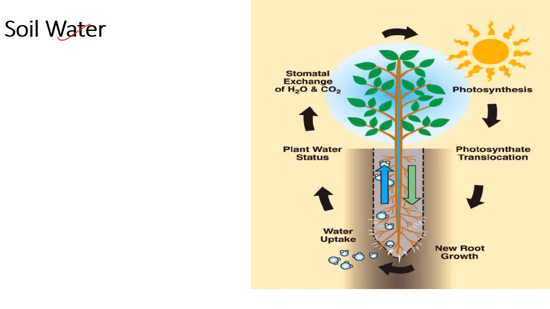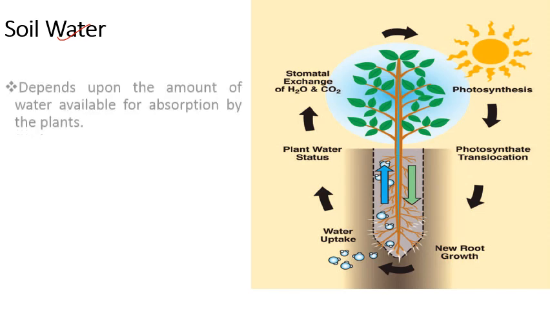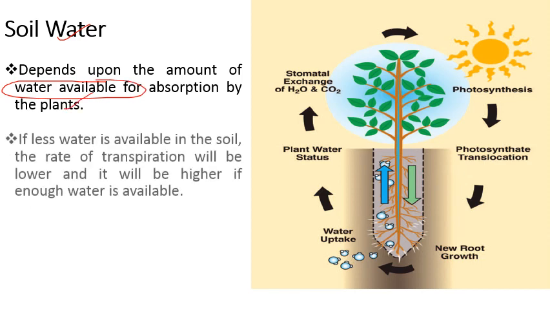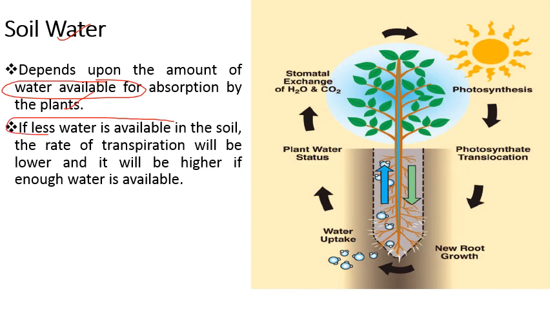The next factor is soil water. So this factor has a direct relation with the rate of transpiration. It depends upon the amount of water available for absorption by the plants. If less water is available in the soil, the rate of transpiration will be lower, and if it is higher, then the rate of transpiration is greater.